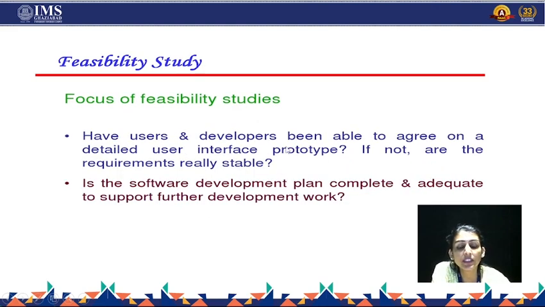Then, have the users and the developers been able to agree on a detailed user interface prototype? That means, what user interface the customer wants and what the developer is going to develop, are both of them agreeing on a particular point? If not, are the requirements really stable or not? Is the software development plan complete and adequate to support further development work? That means, is the software development plan really complete, not incomplete and inadequate, so that further development work can be done on it or not.